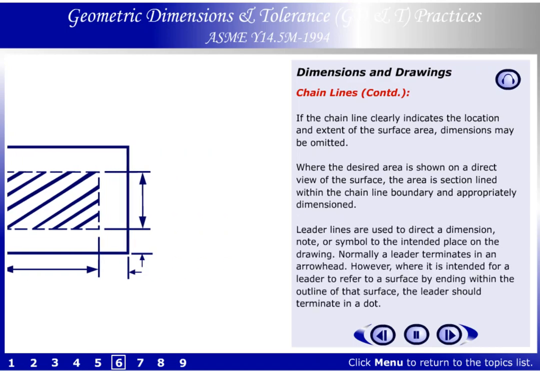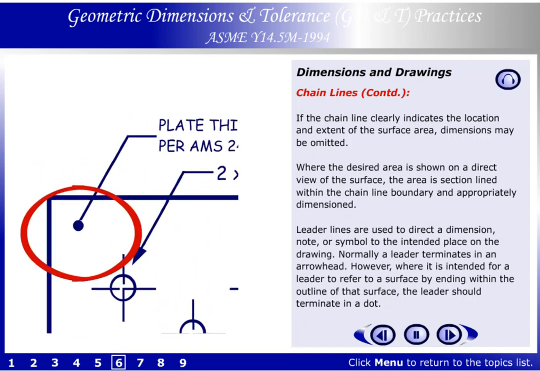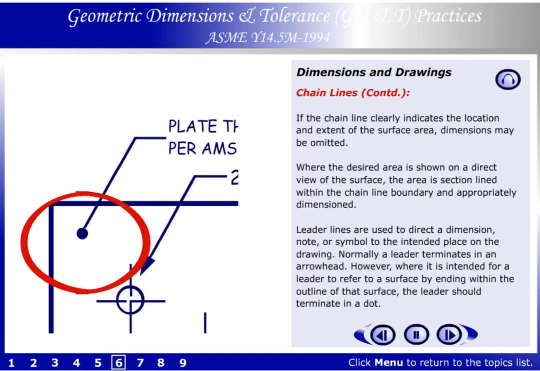Leader lines are used to direct a dimension, note, or symbol to the intended place on the drawing. Normally, a leader terminates in an arrowhead. However, where it is intended for a leader to refer to a surface by ending within the outline of that surface, the leader should terminate in a dot.